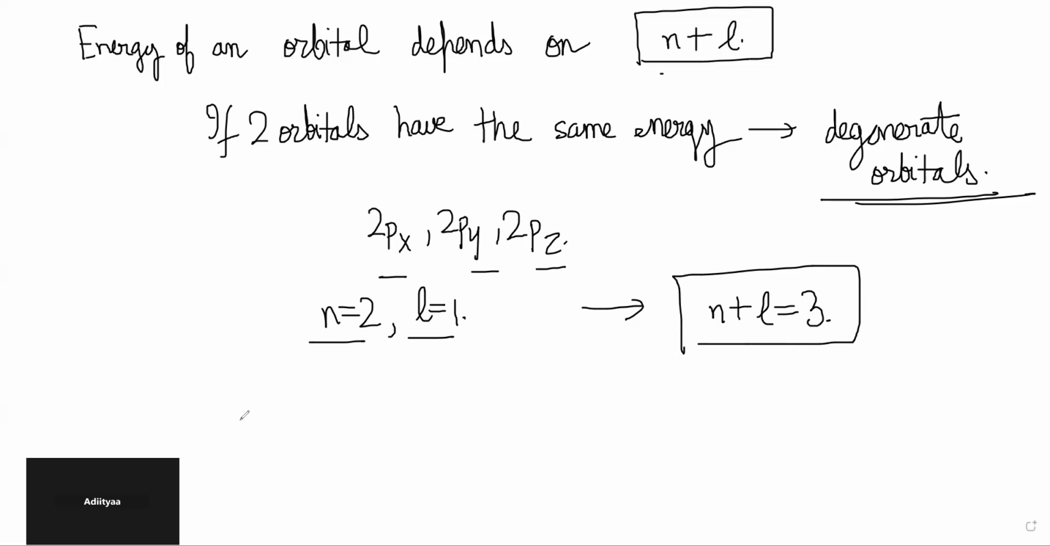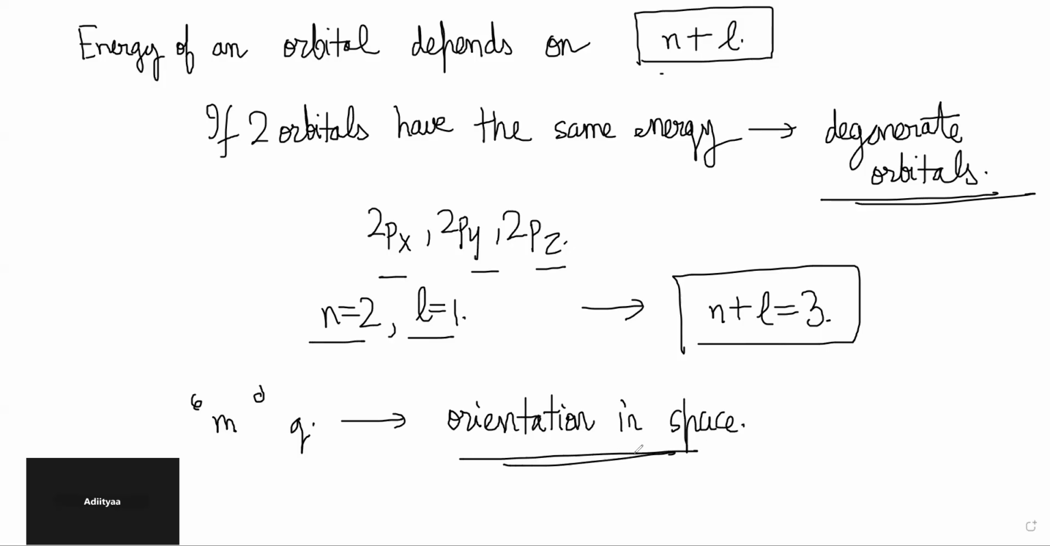The third quantum number determines orientation in space, it doesn't determine the energy. Do you understand what I'm saying? The first 2 quantum numbers determine energy, the third one determines orientation.